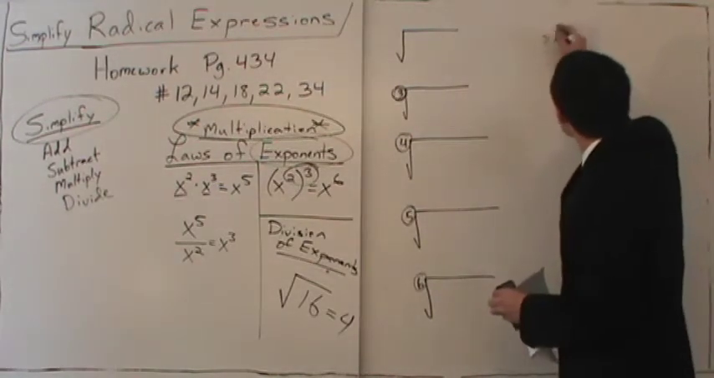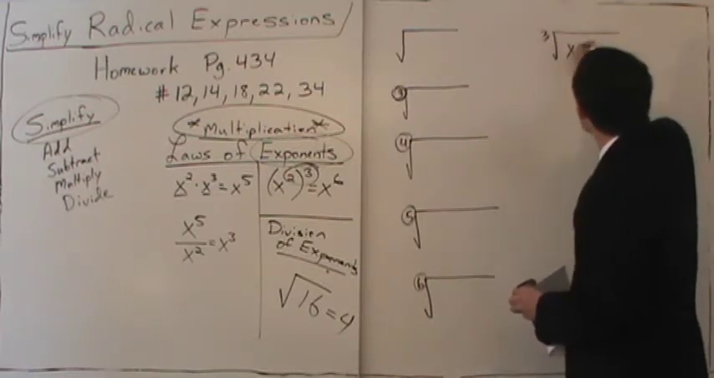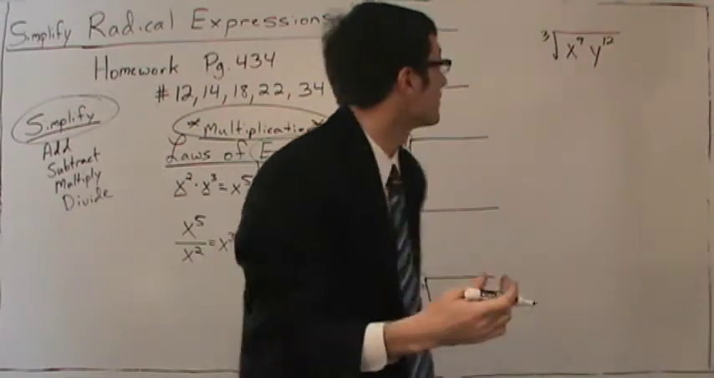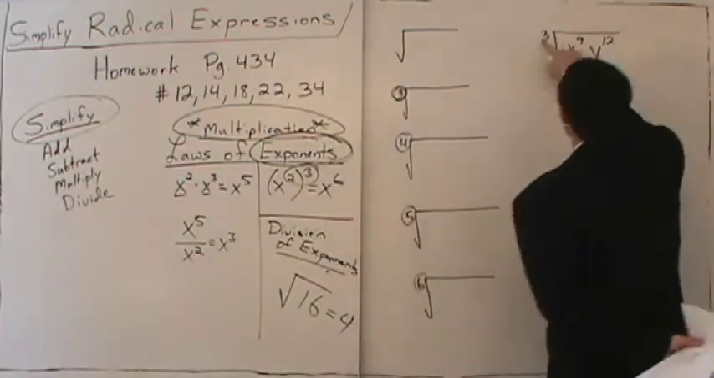If we're looking at the cube root of x to the 9th, y to the 12th, this is really all that you have to do. You are dividing exponents. So you're going to take each exponent and divide by 3.